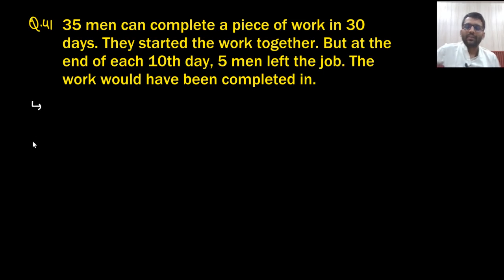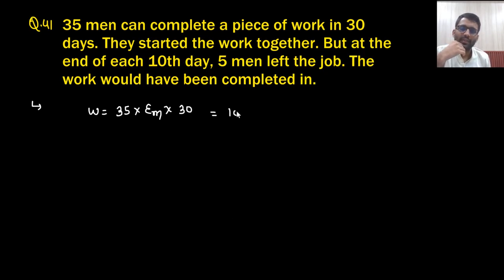Let's see the next one. 35 men can complete a piece of work in 30 days. They started the work together, but at the end of the 10th day, each 10th day, 5 men left the job, then the work would have been completed in. Okay. So 35 men can do the piece of work in 30 days. So what is the work? 35 men working with their full efficiency for 30 days. This is the work. So I can find this work is 1050 EM. So you need 1050 manpower.